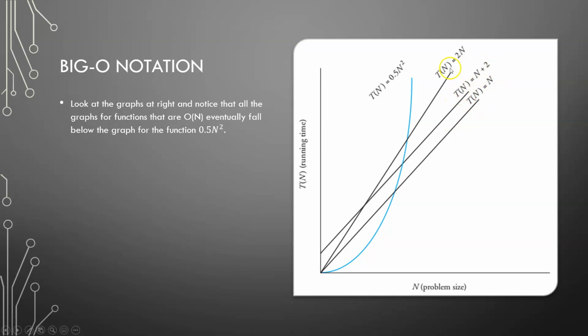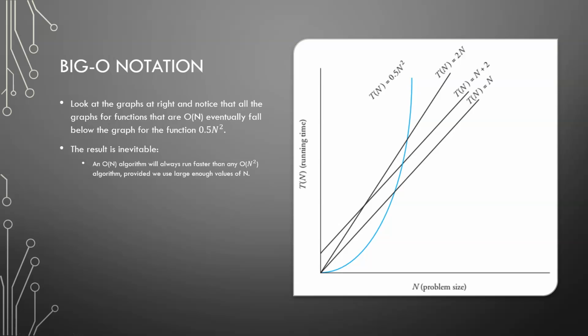You have T of n equals n, T of n equals n plus 2, T of n equals 2n. So if you write this in normal mathematical notation, for example, you might say y equals x plus 2, y equals 2n, or f of x if you're more familiar with function notation. f of x equals x, f of x equals x plus 2, f of x equals 2x. Those are all linear functions, whereas this one here is a quadratic function, 0.5 n squared.